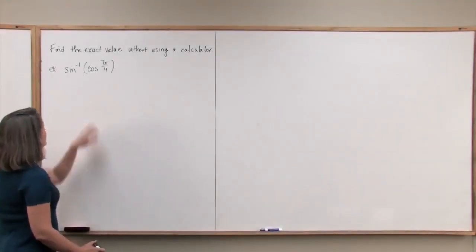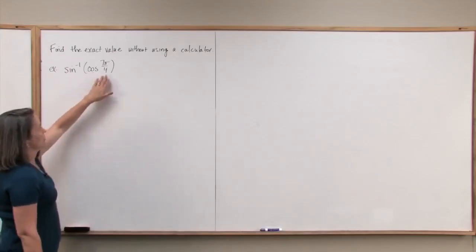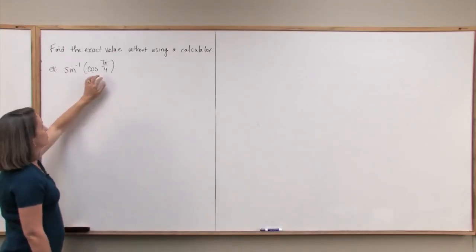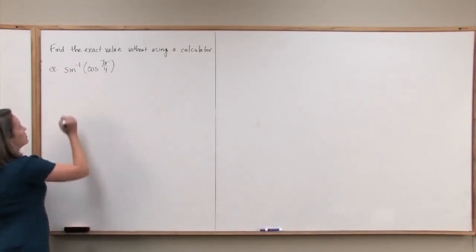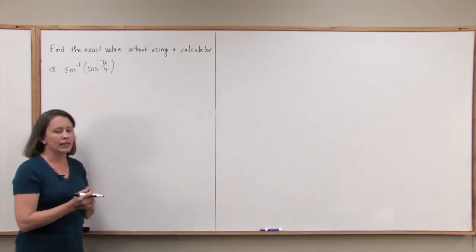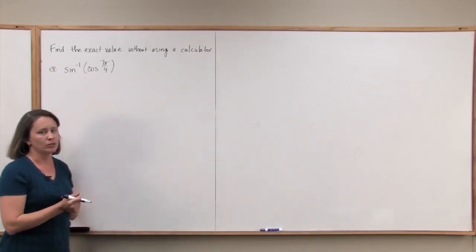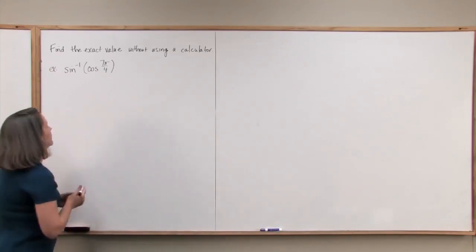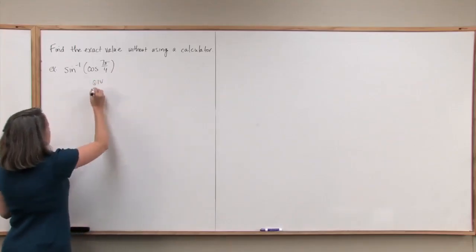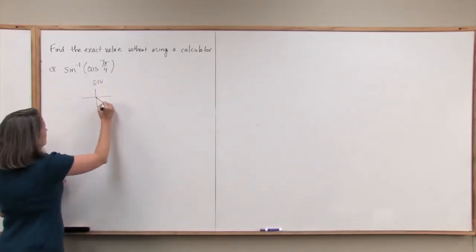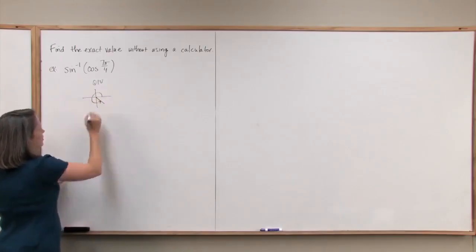Let's find the inverse sine of the cosine of 7 pi over 4. So again, we'll start on the inside and work our way through the problem. 7 pi over 4 is an angle whose terminal side lies in what quadrant? The fourth. Okay. Let's just draw a little picture of that. It's going to be down here. 7 pi over 4 is all the way around.